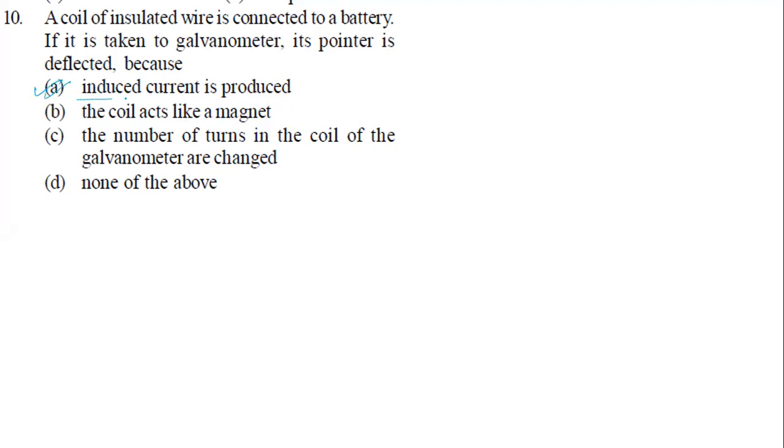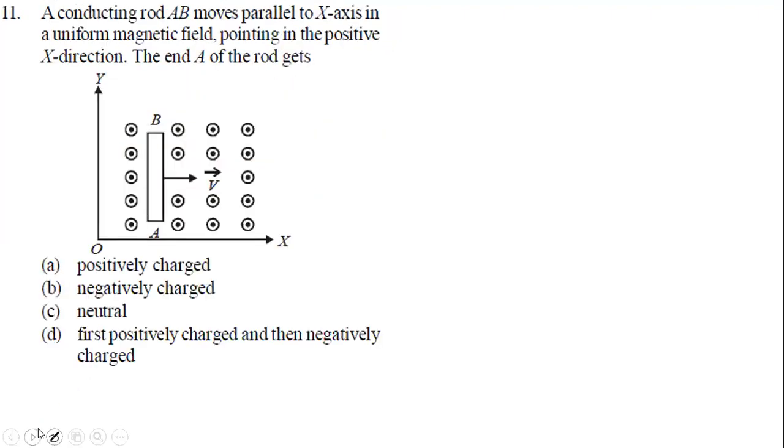Because of induced current produced in a coil. So because of the presence of current, the galvanometer will show deflection. Okay, left side and right side depending upon the movement of what now? The magnet. Okay, that's clear. Yes. Next question.